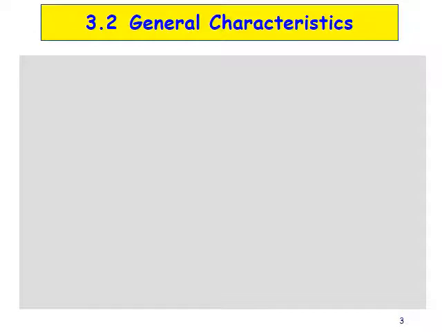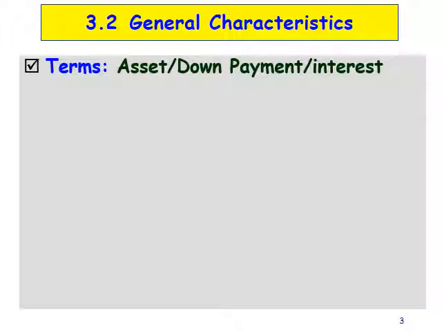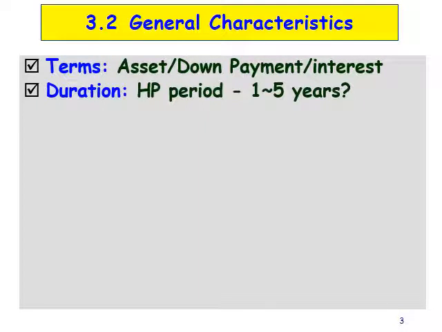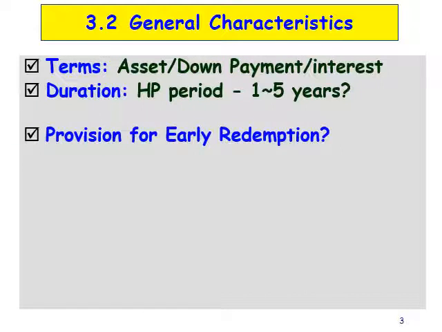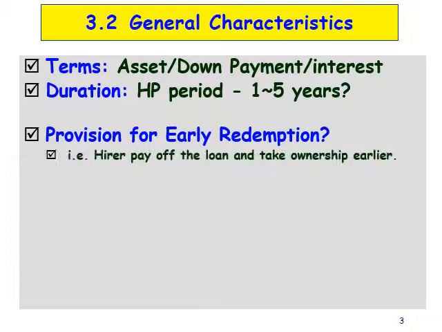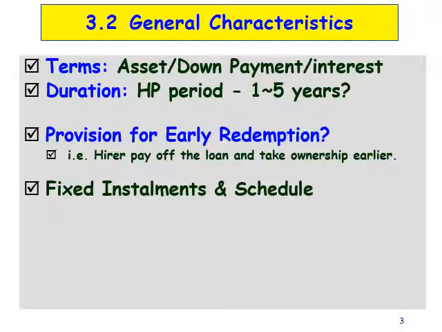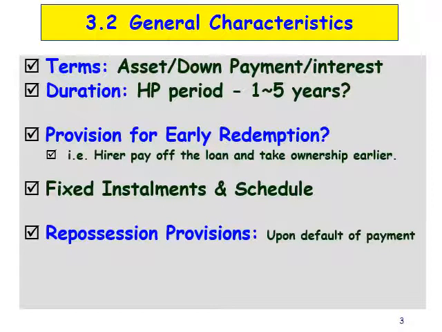General characteristics. Terms: assets, down payment, and interest. Duration: hire purchase is probably in the range of 1 to 5 years. Provision for early redemption: the hirer can pay off the loan and take ownership earlier. Fixed installments and schedule. Repossession provision upon default of payment, so in case the user can't pay anymore, the owner can take back the asset.